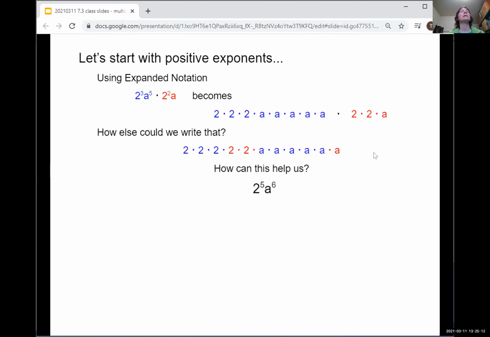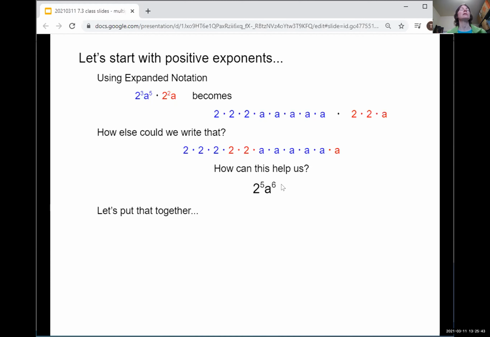Now I can say, well, let's count our 2's. 1, 2, 3, 4, 5. Oh, look, 2 to the 5th. 1, 2, 3, 4, 5, 6 a's, a to the 6th. So now I just have to count the number of times I am multiplying that base by itself, and that's my exponent, because remember, the exponent is what tells us to repeatedly multiply the base by itself a given number of times.